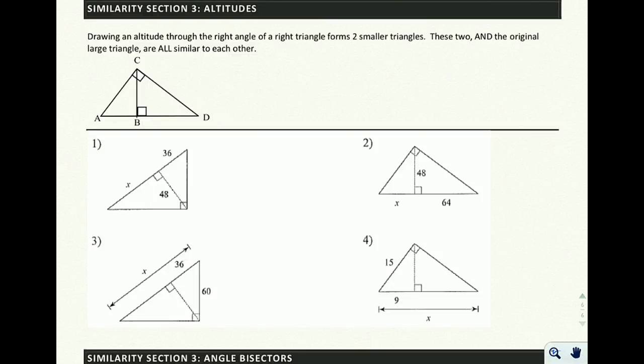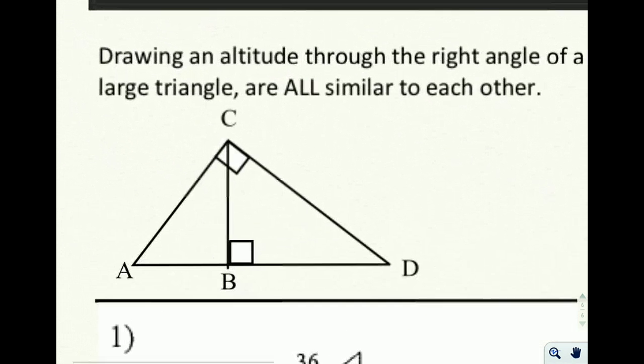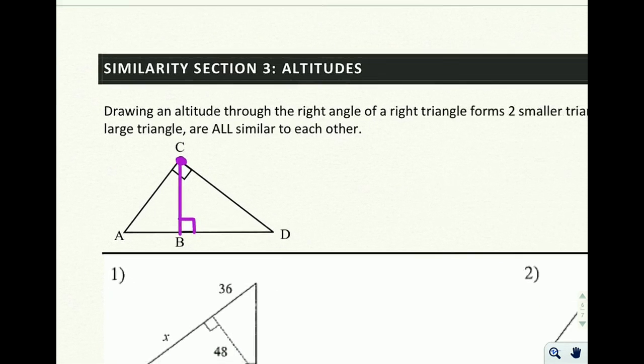We're not looking at attitudes, we are looking at altitudes. An altitude is when you take a triangle and start at one of the vertices and go down to form a right angle with another side. Whenever you draw a line segment like that, that is called an altitude. And you can do that from all the angles.